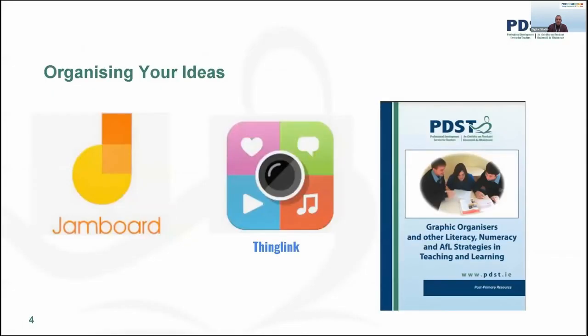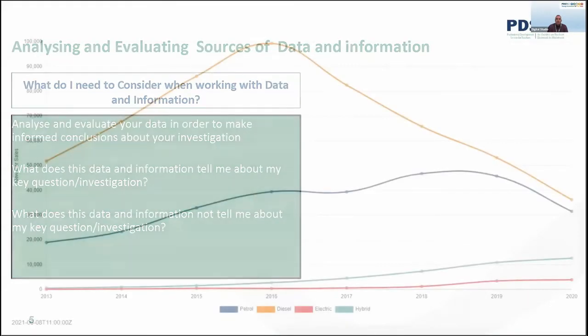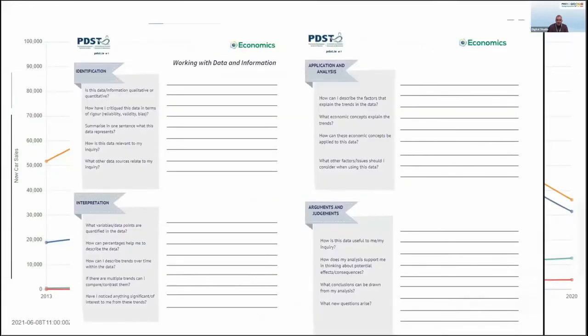This PDST resource, working with data, contains a series of prompt questions under the headings of identification, interpretation, application and analysis, and arguments and judgments. And these prompts are designed to provide a framework for students to critically analyze and evaluate their data by considering what the data tells us, what trends are visible, can we identify factors that explain these trends, are economic concepts and theories evident or do they help explain factors, or are there other important issues that the data doesn't tell us?